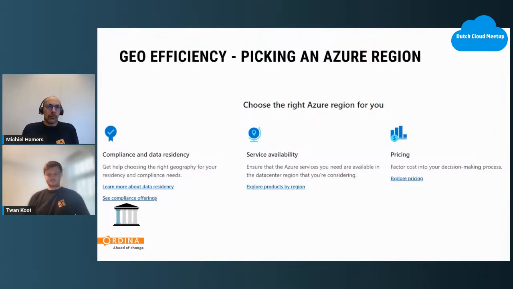And one of the things to keep in mind is what the real factors are for why a region is the right region for you, and what you should take into account.